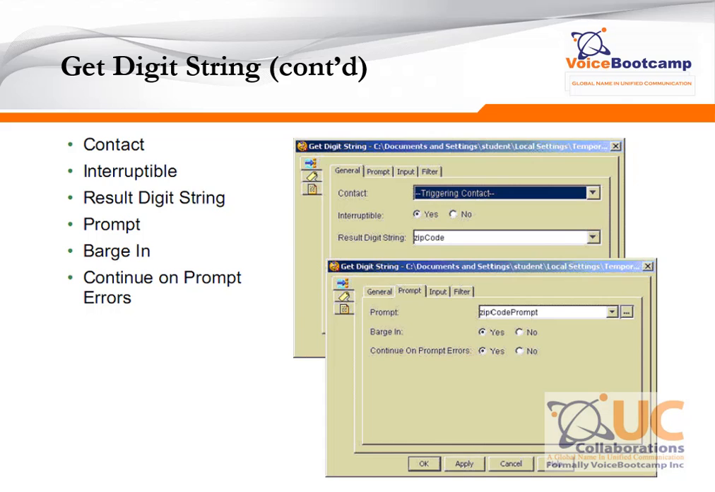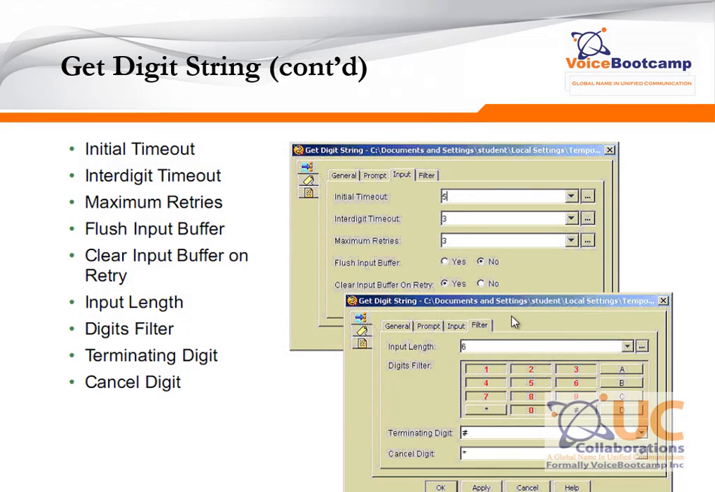So when you open a GetDigitString and go to the properties, you have the options for the call contact, the triggering contact, whether it's interruptible or not, and where to store the result, such as a variable. You can go to the prompt to play the prompt, which is where you ask the caller what to enter, barge in, and continue on prompt errors. So these are some of the inputs you can configure on the GetDigitString.